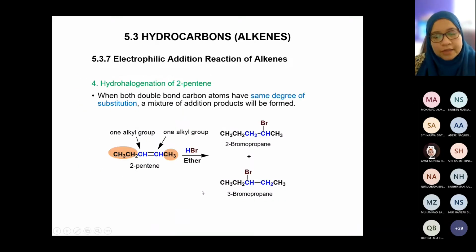Okay. So what you need to do first is identify the double bond carbons. Based on this, this is a secondary carbon. So this is also a secondary carbon. Right? So both of them are secondary. That means it will form in equal amounts. Same degree of substitution. This is secondary, this is also secondary. So it will form in equal amounts, because both are secondary, it will form a secondary carbocation. So the stability is also equally the same.